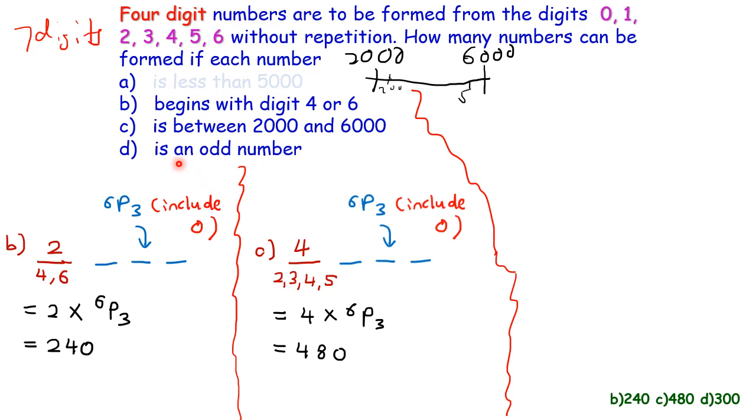Right, lastly for D, it is an odd number. Do you know what an odd number is? An odd number means the last digit must be either 1, 3, or 5. So that means we have 3 choices for the last place.